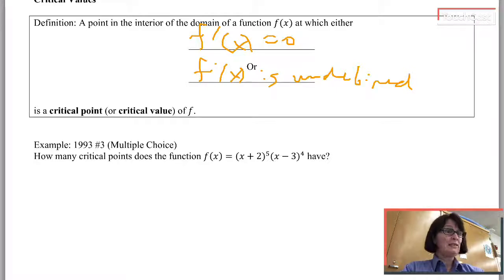You might see this question on the AP test. They might give you a function and say, what are the critical values? They might say, how many critical values are there? So this is going to be our job. This is a released multiple choice question. I'm going to do it on the whiteboard.